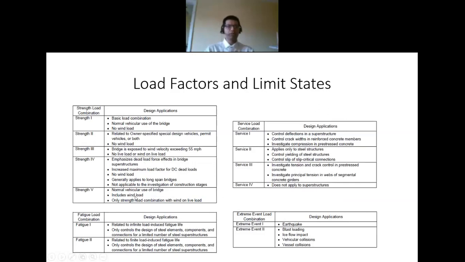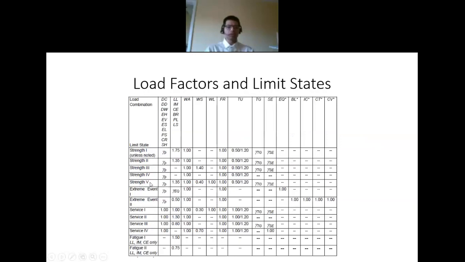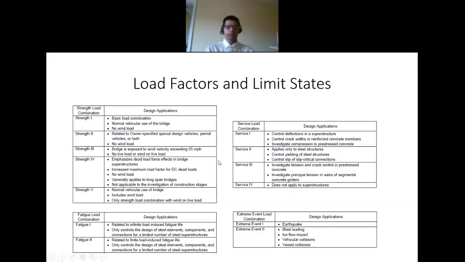But if we look at strength five, it says wind load is included here. So strength five, we have a WL here. Similarly, there are design applications for each limit state of fatigue, of service, of extreme event.